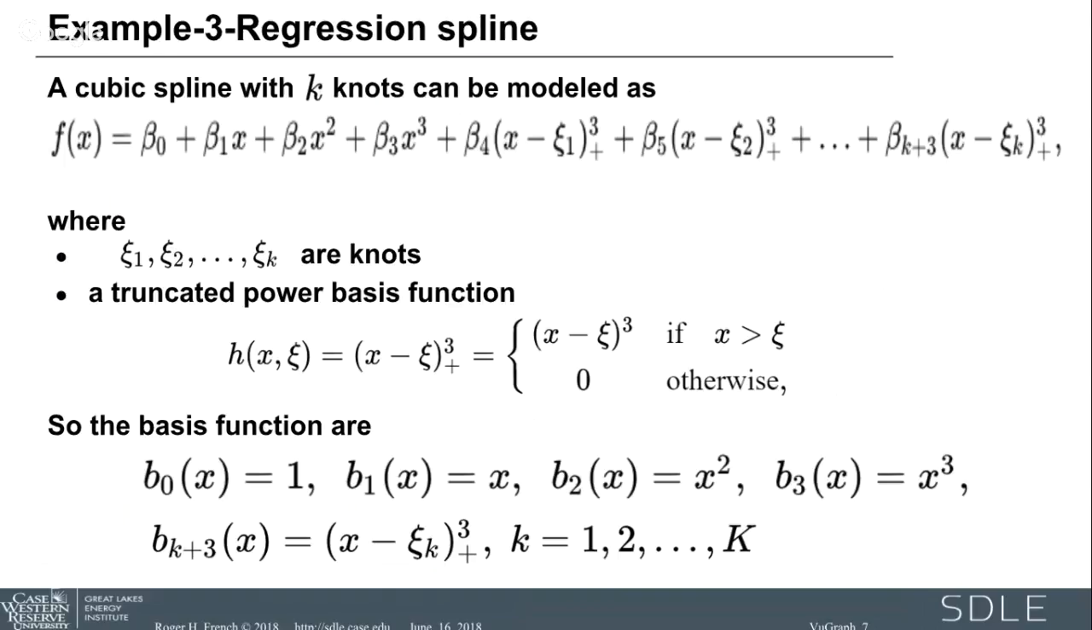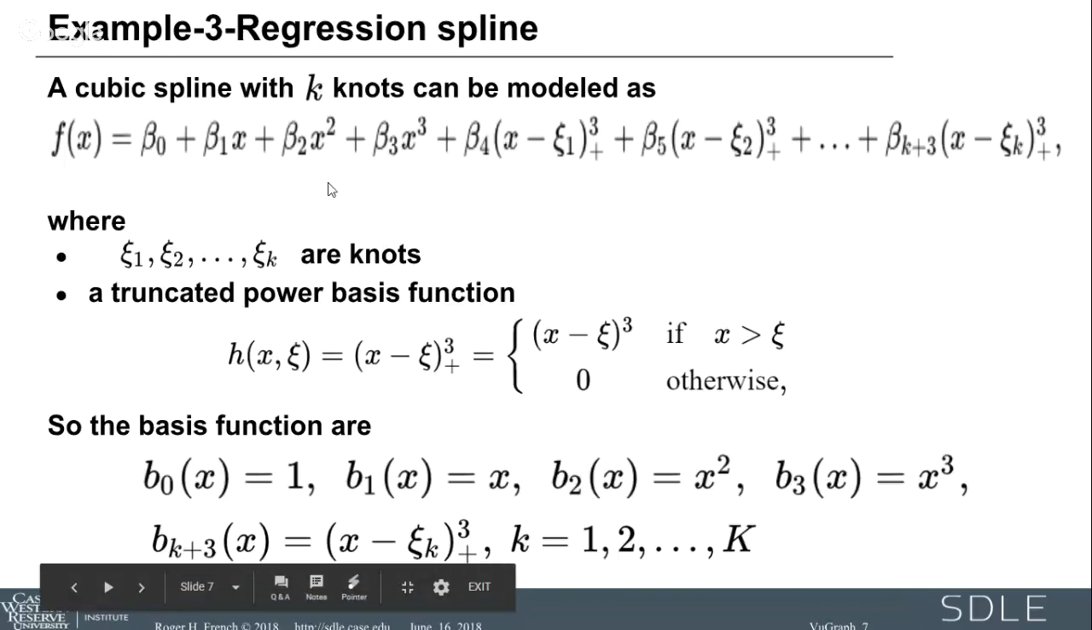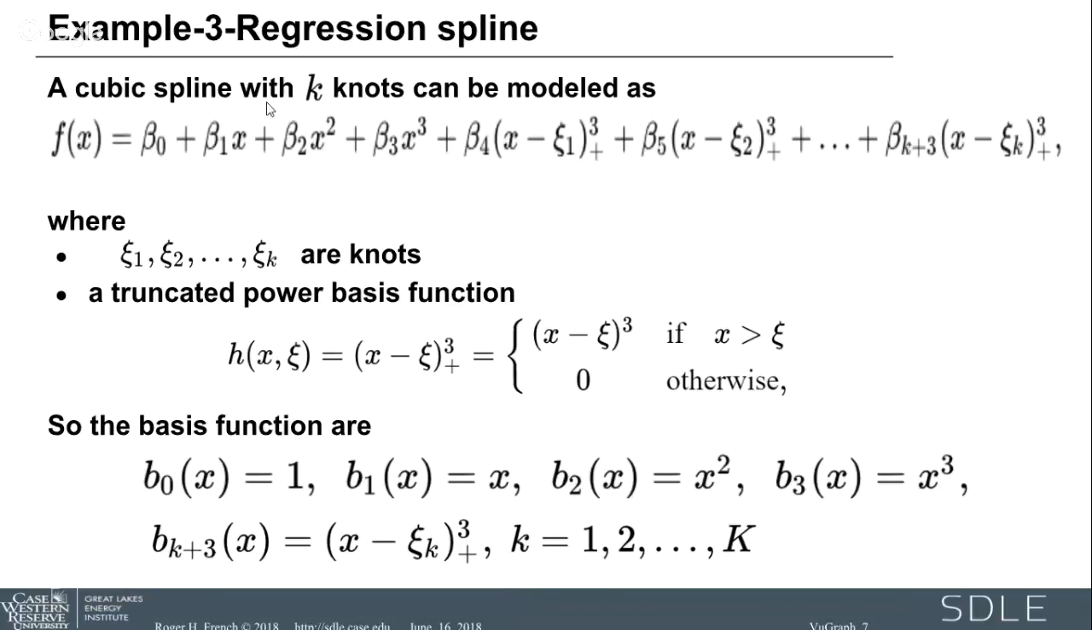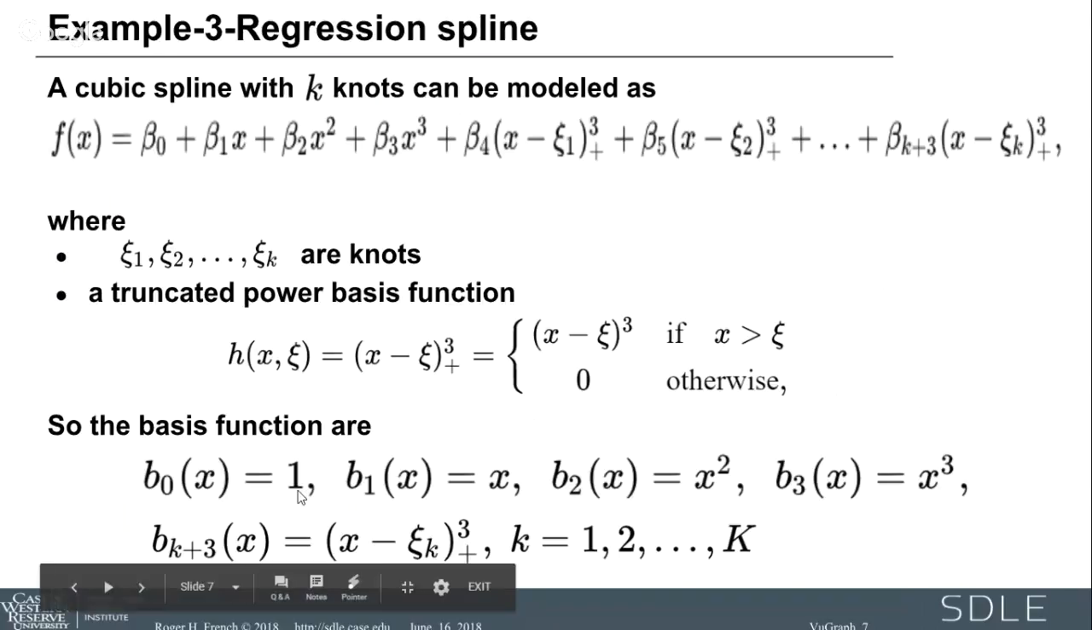It can be represented like this equation. It starts from the cubic polynomial, the first four terms, and then each knot has its truncated power basis function. Then we have the k knots, c1, c2, until ck. So in cubic spline, we have the basis functions that can be represented like this.